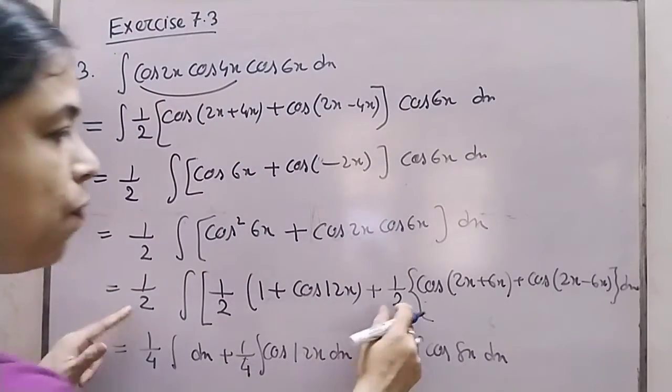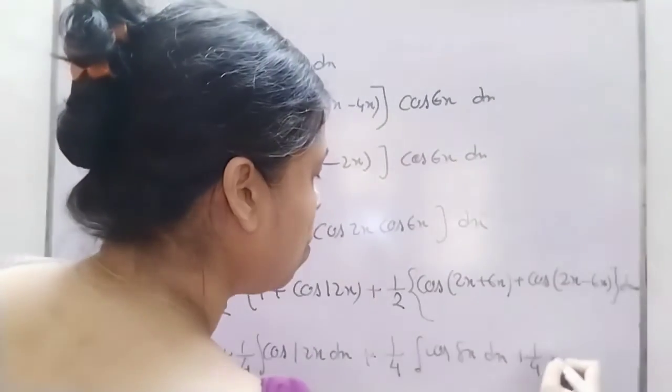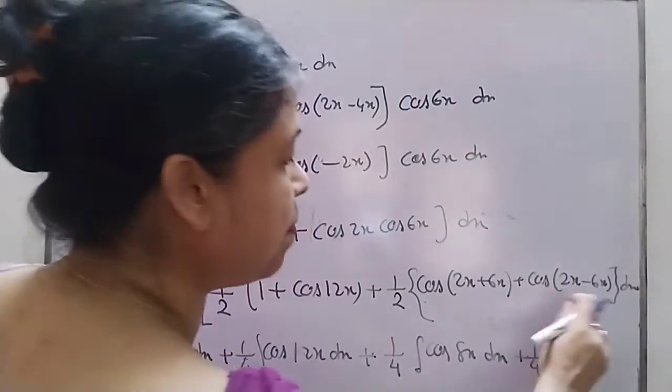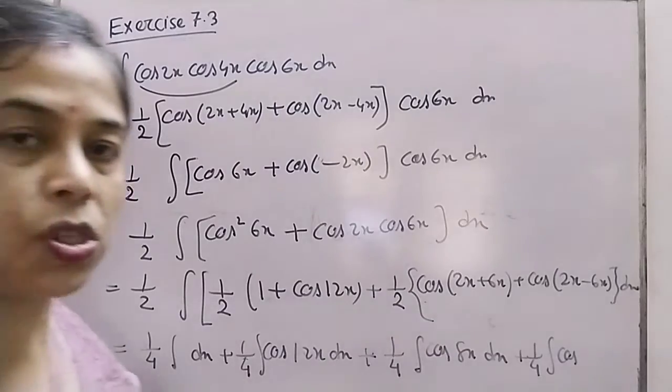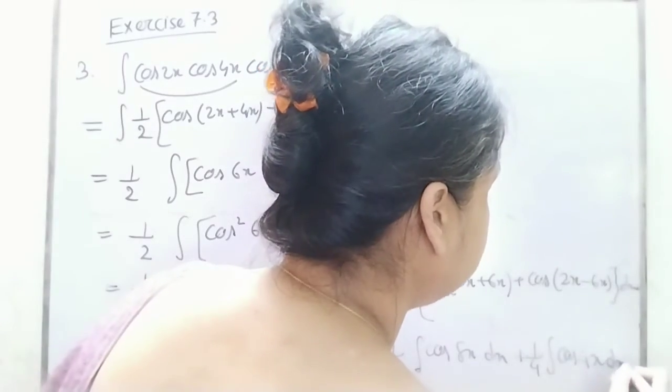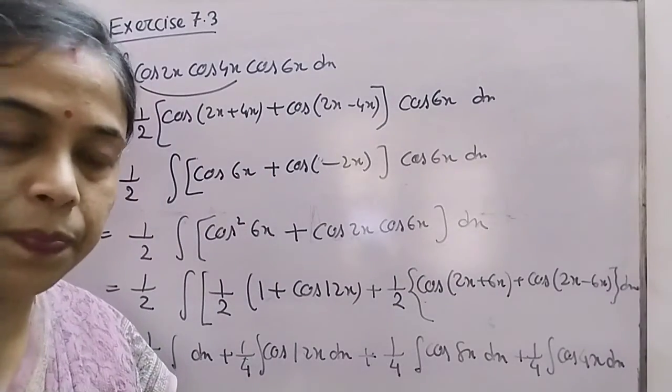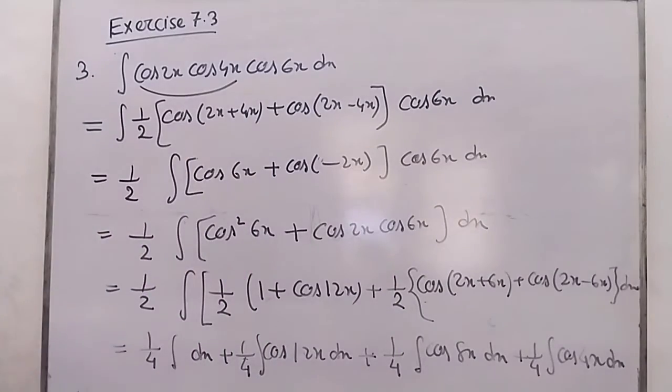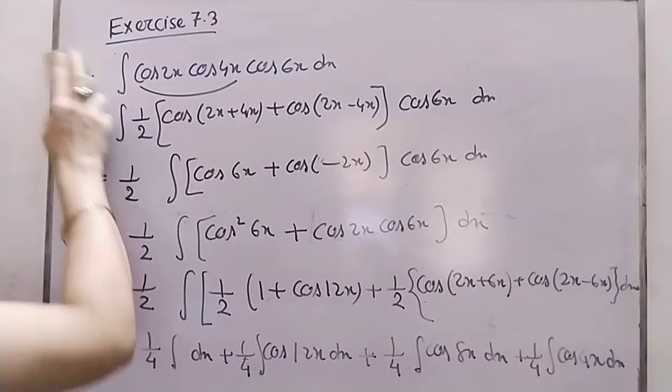Then this is 1 by 4. Integration of, I'll have here cos of minus 4x, and cos of minus 4x is what? Cos of 4x. So I can write it as cos of 4x dx. I just skip one step. So after this, the next step, what to do? I just practice things.